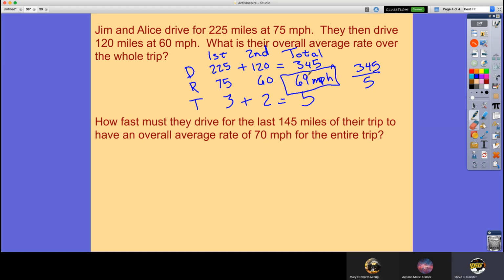All right. Now, as you can see, once we got that last piece filled in there, our chart is completely filled in. Your answer is going to be part of the chart. You just got to completely fill in the chart. Okay, so one down below, go ahead and copy it down. How fast must they drive for the last 145 miles to have an overall average rate of 70 miles an hour for the entire trip? While you're writing that down, I'm going to recopy part of our chart up above because we need it.